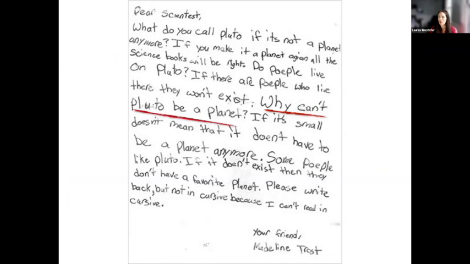For example, going back to the Pluto example, these are all letters to Neil deGrasse Tyson. What do you call Pluto if it's not a planet anymore? If you make it a planet again, then all the science books will be right. These are letters kids wrote. Why can't Pluto just be a planet? It's sort of this denial, like, it's just a planet.